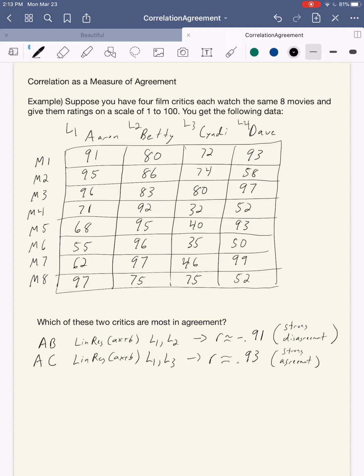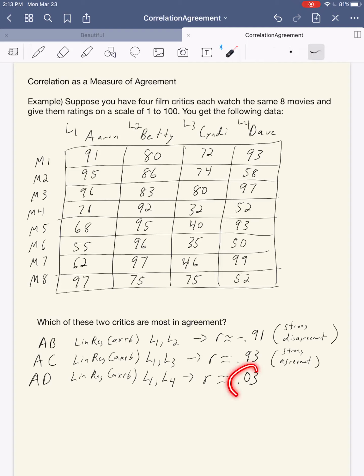All right, let's see about how Ehren and Dave compared. So we'll do Ehren and Dave. We'll do that linreg AX plus B, and we'll do L1 and L4. And we'll go ahead and type that into our calculator. So just run that same linreg procedure, but this time switch that second list to L4. And you should get an R value of about 0.03.